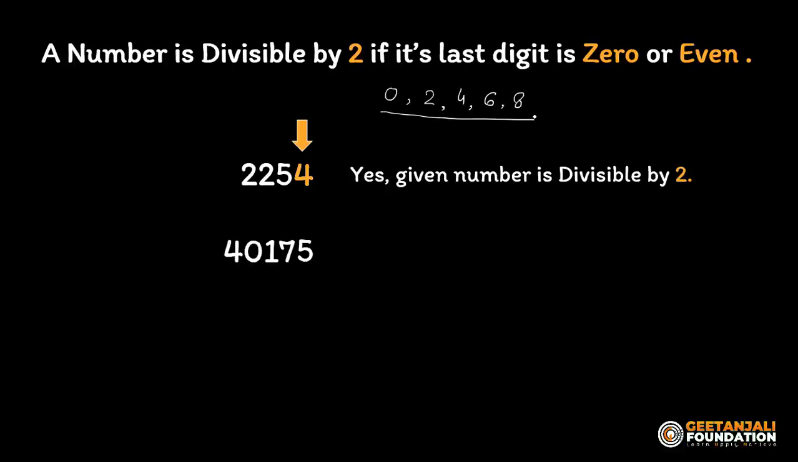Let's take one more example. The number is 40,175. You have to test its divisibility by 2. So we will check only the units place digit, and here it is 5, which is not an even number. It is not 0 also. It is an odd number. So the given number is not divisible by 2.